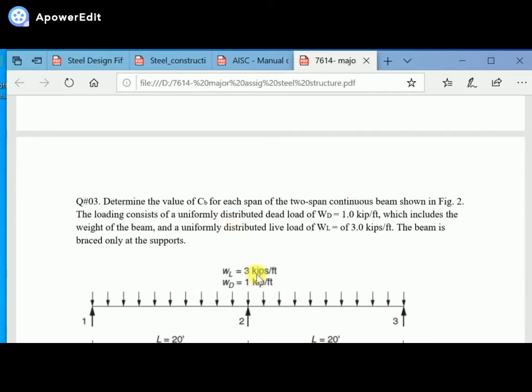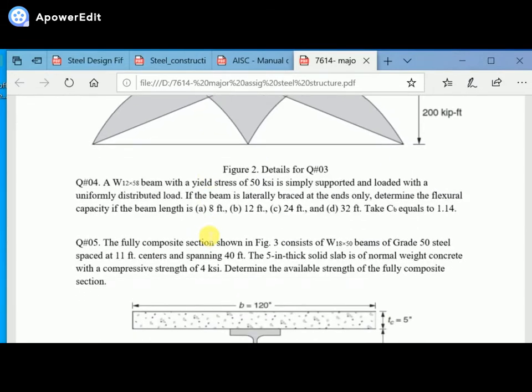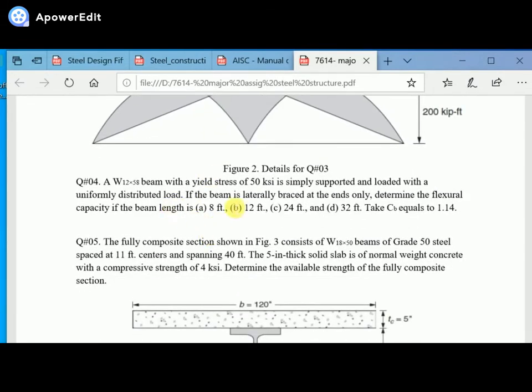Okay, this one is also, you can say, an analysis question, because you have to determine the value of CB. Now what is CB? This is a factor, and I will explain this in the coming part of the video. Okay, this example is also an analysis question, because you have to find out the flexure capacity. Clear? Inshallah, I will do this example.